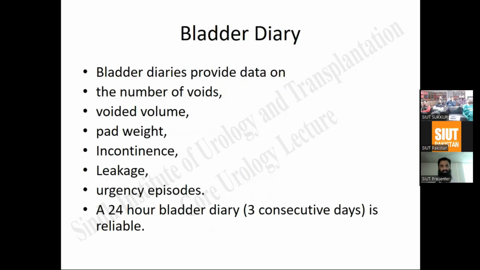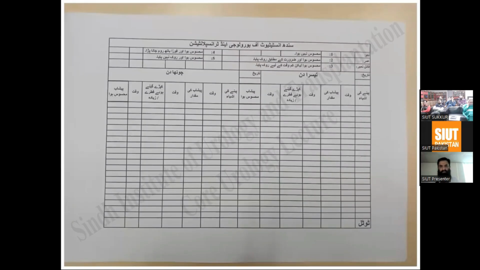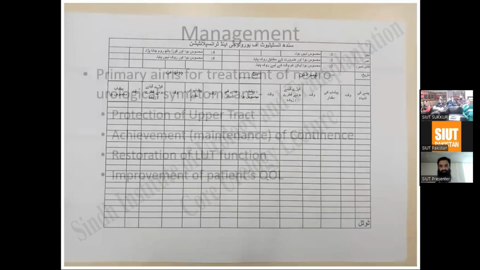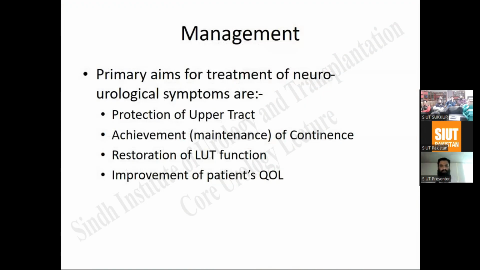The bladder diary provides data on the number of voids, voided volume, pad weight, incontinence, leakage, and urgency episodes. A 24-hour bladder diary for 3 consecutive days is reliable. This one is our institute's bladder diary. The primary aims for the management of urological symptoms are protection of the upper tract and achievement of continence.